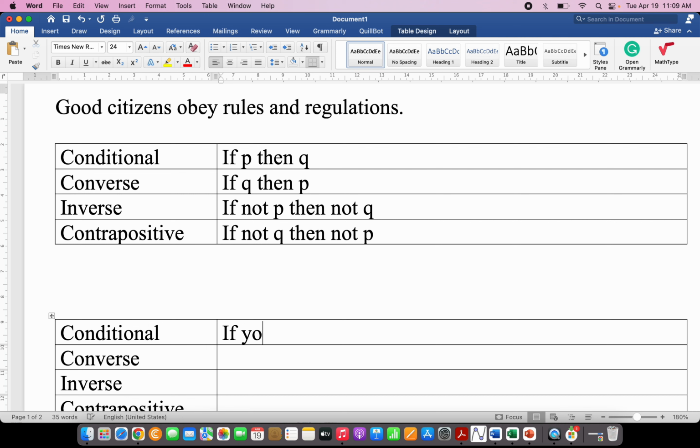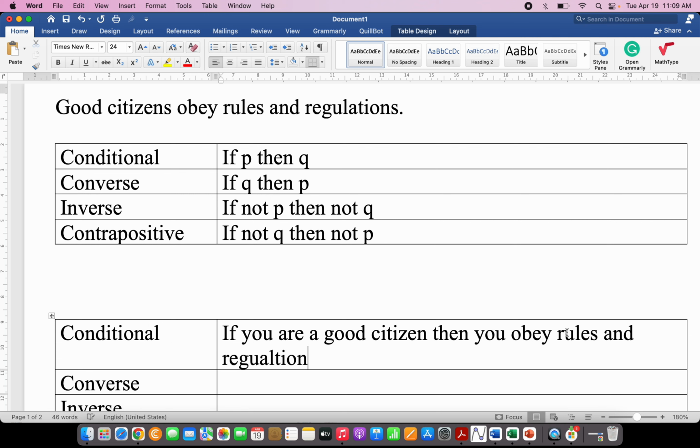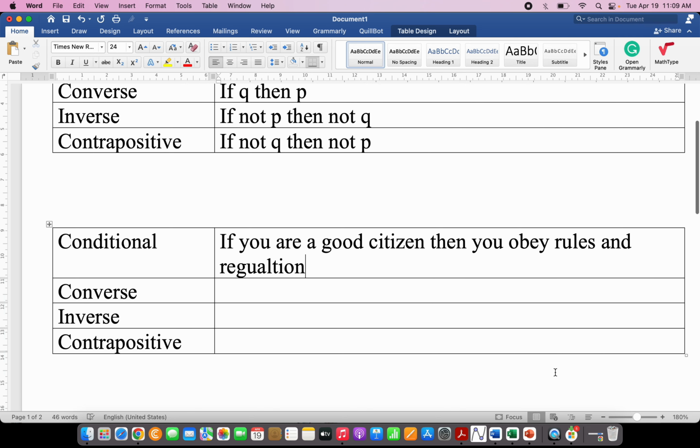If you are a good citizen, then you, because you use the word you, then you are, you obey rather, I'm sorry. You obey rules and regulations. That's it. Litan natin ng konti.